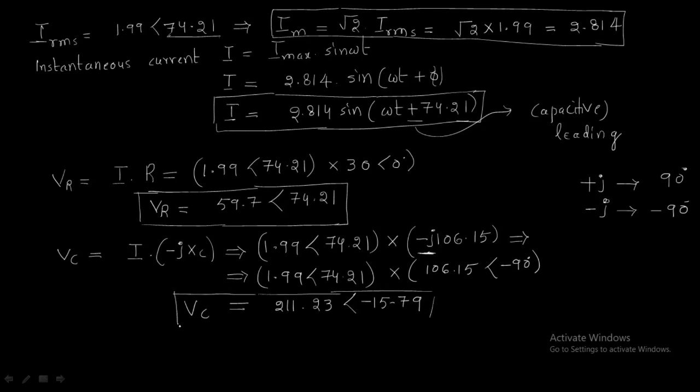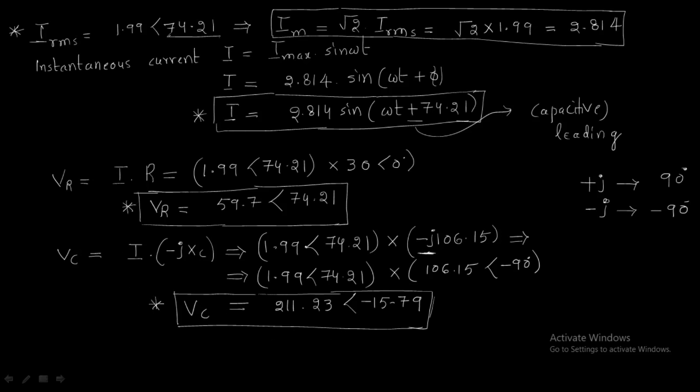This is about the voltage drop across the capacitor. So we already found the RMS current. This is the RMS current, and this is the instantaneous current, and this term is the voltage drop across the resistor, and this is the voltage drop across the capacitor.